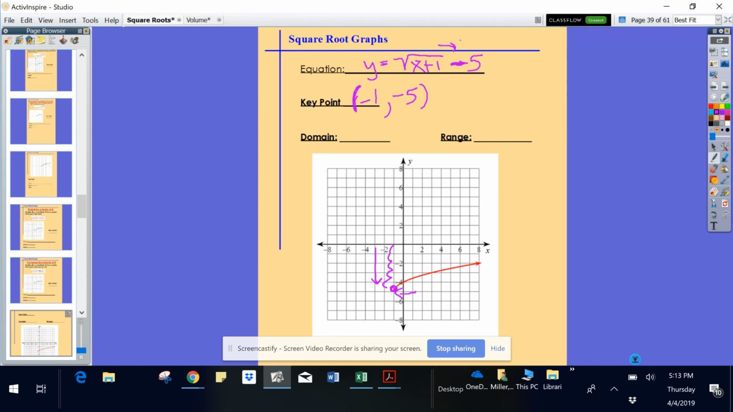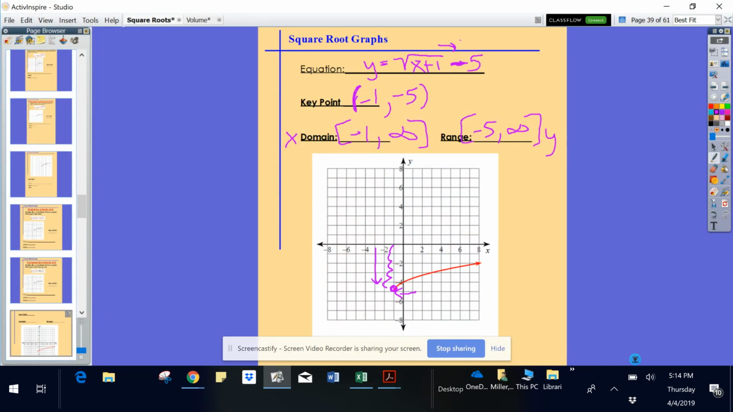Now let's take a look at our domain. So let's put our brackets. Domain, x values, right? So where does it start? What x value does it start? So I can look at my key point. It starts at -1 and always positive infinity. All right, now we're going to take a look at our y for our range. And it starts here at -5. And the graph is going up. So it's going to be positive infinity. All right, and that, my friends, is how we find the first graph.